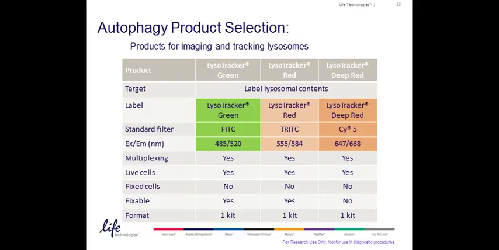The Lysotracker compounds are available in green, red, and deep red. These are used to label live cells. They're not well retained following fixation, and so they're not ideal to use with antibodies, but they are very nice to multiplex with other labels in living cells.